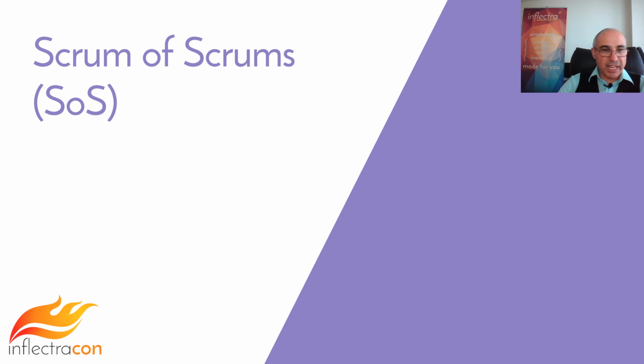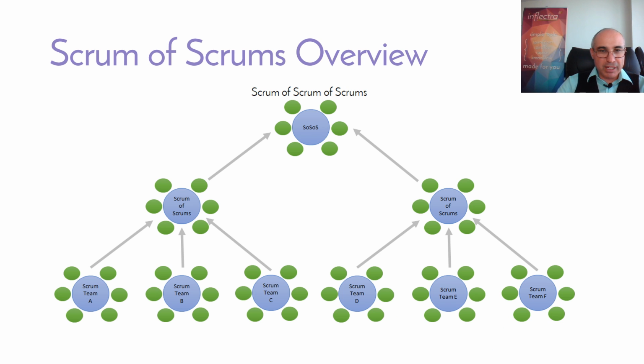The next approach to scaling Scrum, or Agile in general but Scrum in particular, is called the Scrum of Scrums, or SOS. Scrum of Scrums is quite similar to Nexus. You have different teams, and then you have this Scrum of Scrums team. The one difference between this and Nexus is that in Nexus, you had a single integration team and then a bunch of separate teams. In Scrum of Scrums, it's more of a hierarchy.